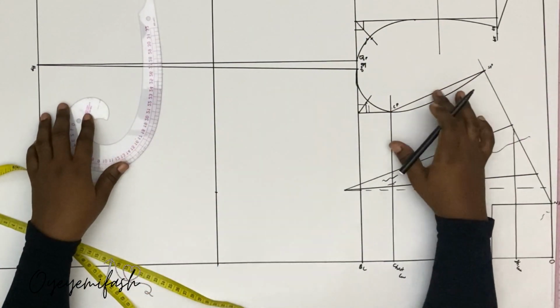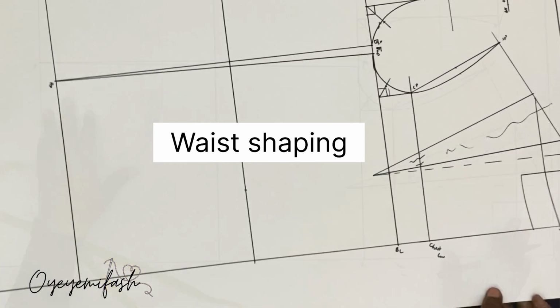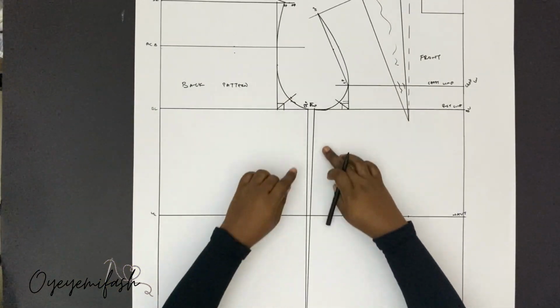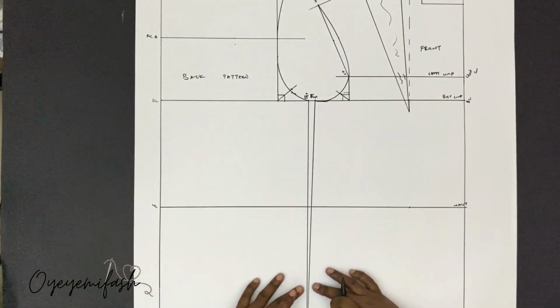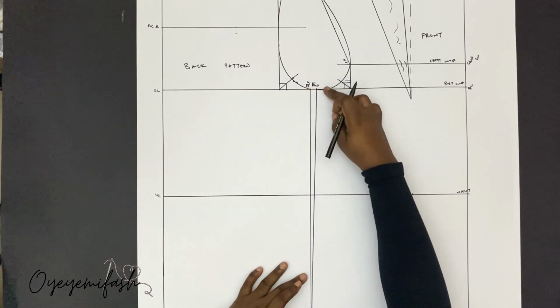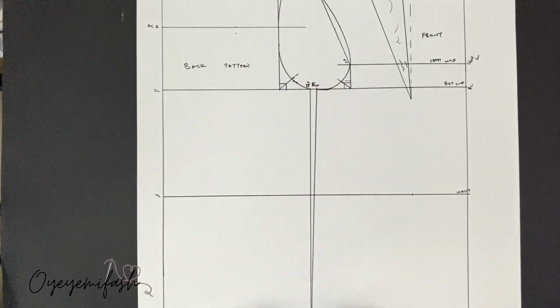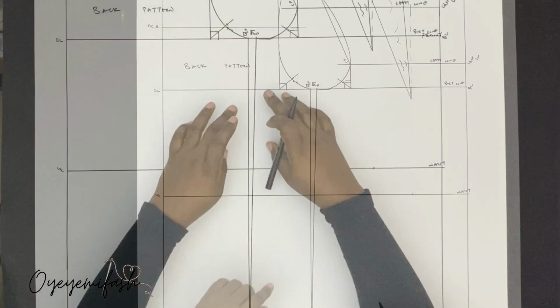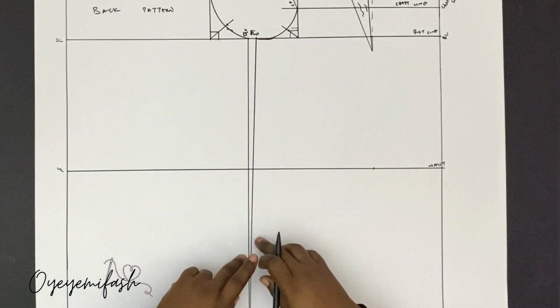So we have our front armhole. Right now we have our straight underarm seam, which runs from the underarm point, that's the front and the back underarm point, to the hip point. This serves as our straight underarm seam.